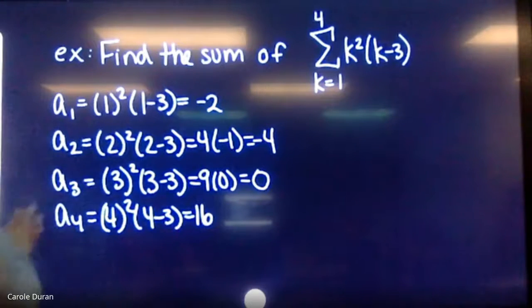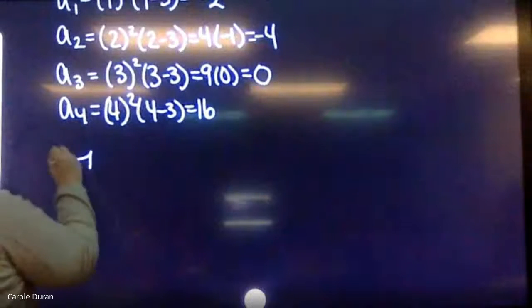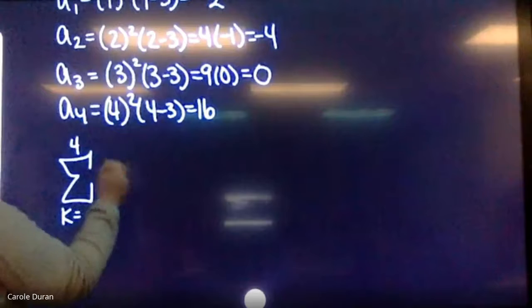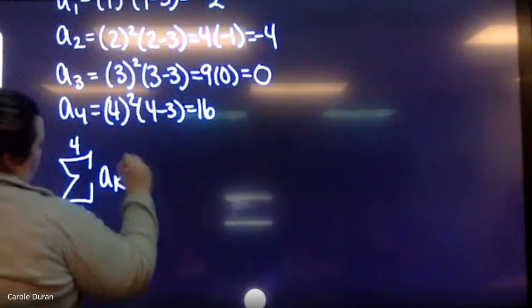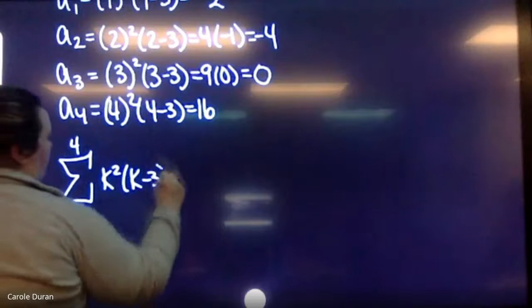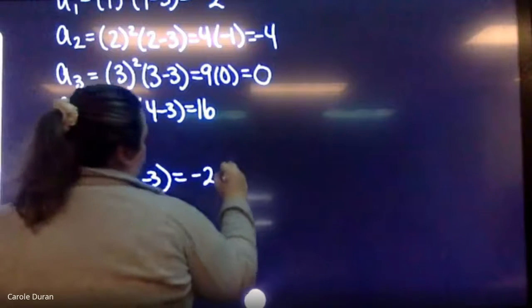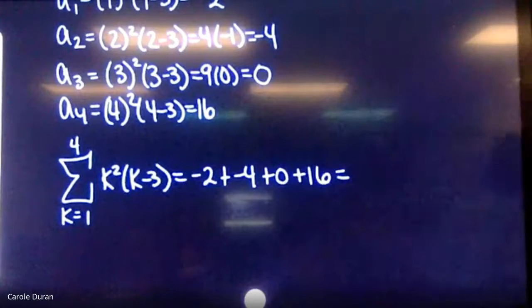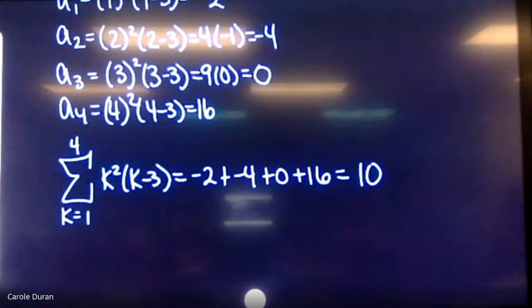So my summation, I'm going to write it out formally. Oh, we do have to write that? You do not, I am going to. I just wrote it out formally so we can see exactly what we were doing. What do I get when I add all those things together? 10. So the summation of the first 4 terms of this given sequence is 10.